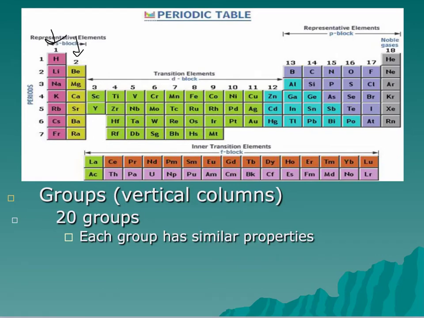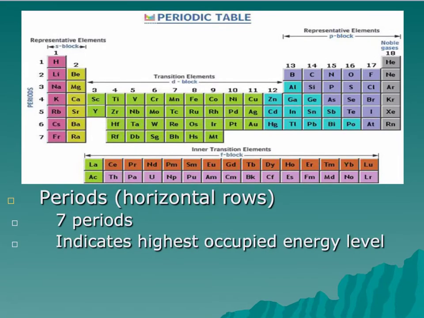There's a total of 20 different columns, and each column or each group has similar properties, okay? So for example, column 17 here, those are the halogens, and we'll talk about those properties at a later time, but so fluorine, chlorine, bromine, iodine, all of them have similar properties because they're in the same group. Okay, and the rows are what are called periods, and there are 7 periods, and each of them occupy a higher energy level.